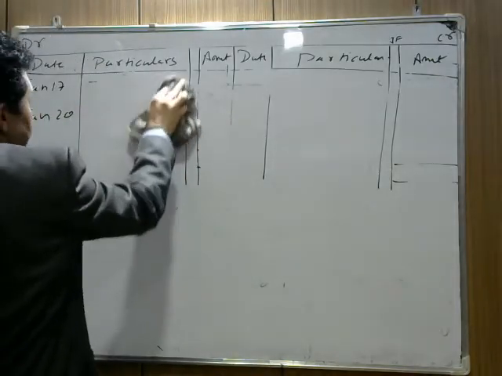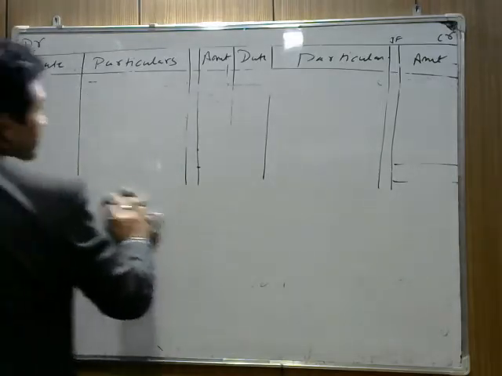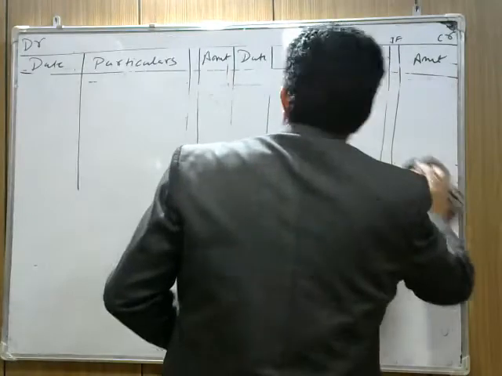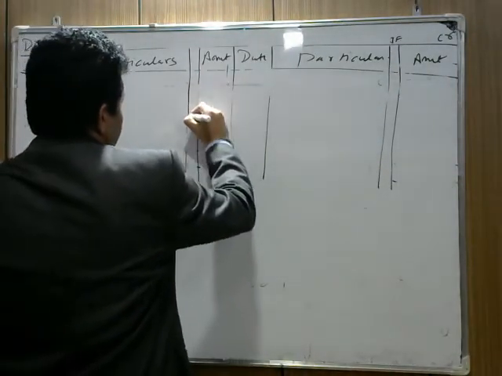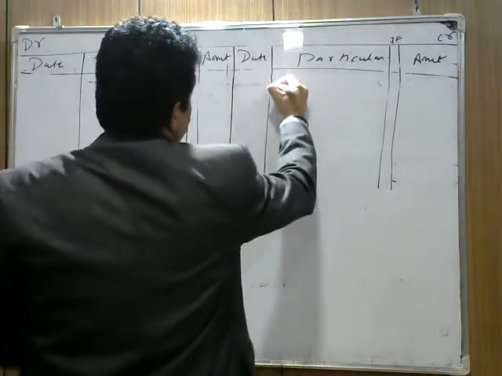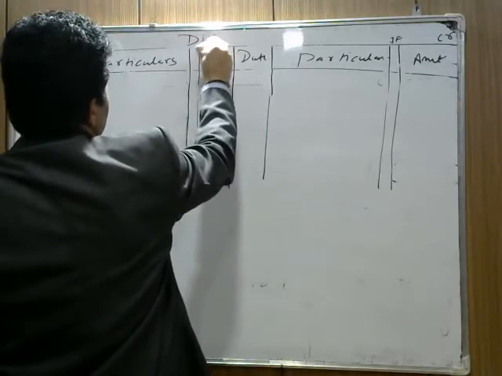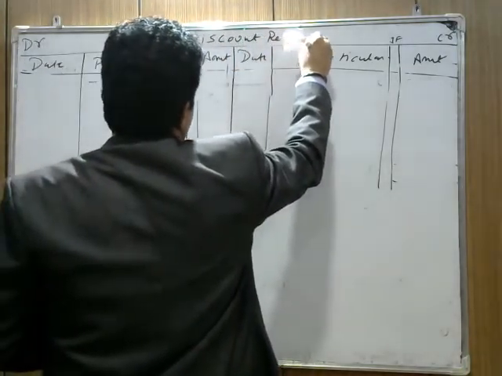The discount received is the income for the firm and discount allowed is the expense for the firm. But it's a traditional thing. In business it is a very common thing to allow discount or to receive discount. The first thing we are preparing is discount receive account. Now check where the discount receive word is given to us.